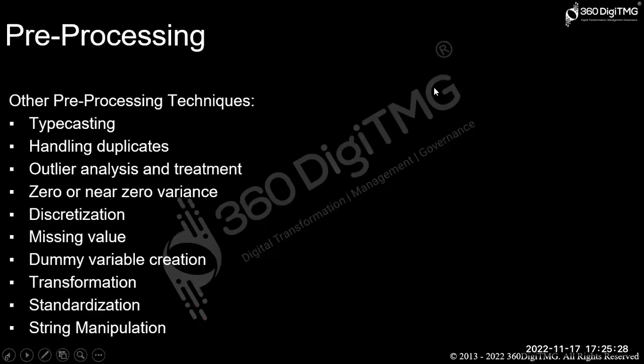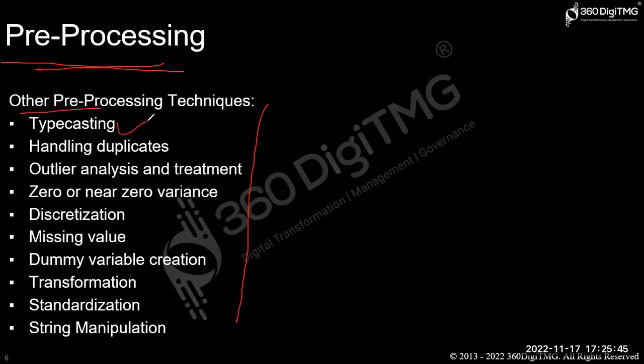So we have pre-processing. In pre-processing, these are the various anomalies we'll be having, and how can we overcome those anomalies. That is also we will be discussing. So the very first anomaly is typecasting.